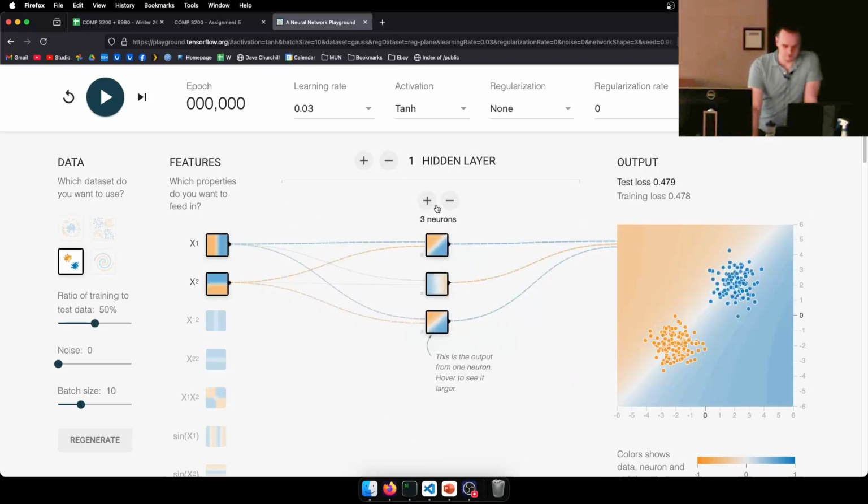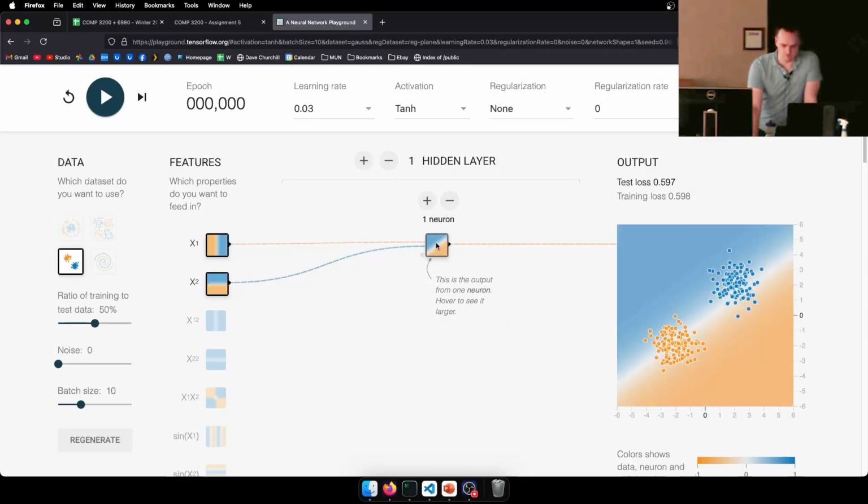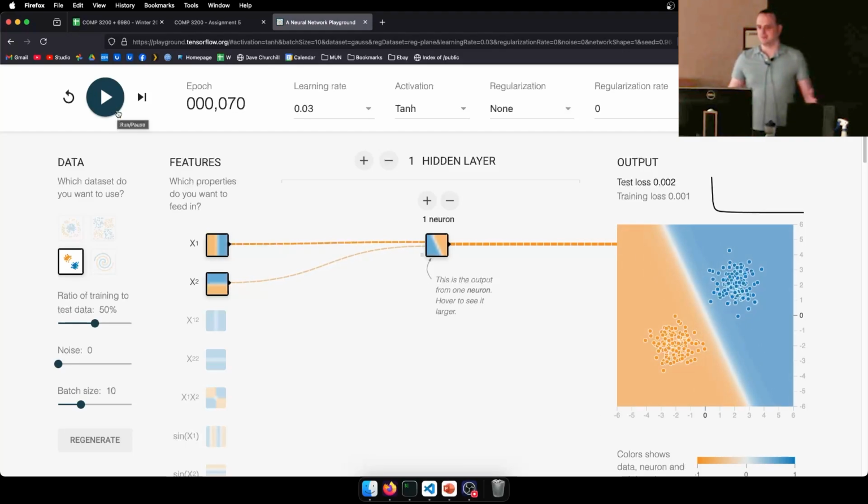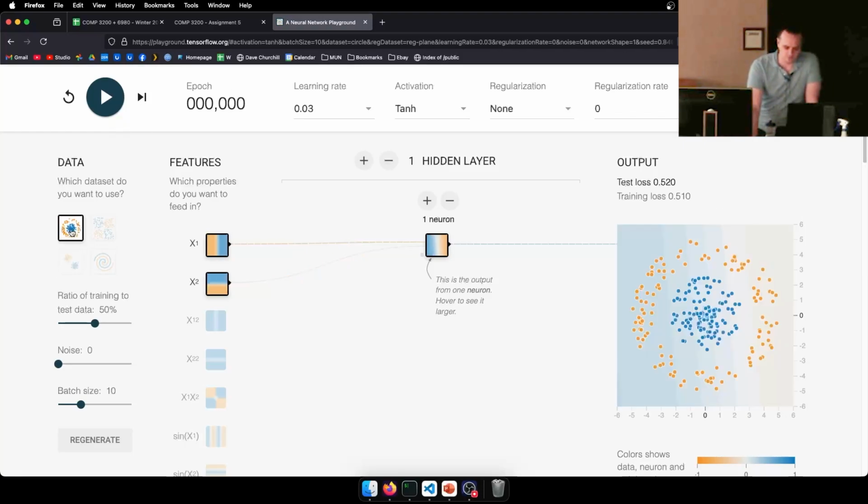Yeah, so let's look. Let's go down to the simplest possible neural network. Input layer, 1 neuron, 1 hidden layer, output. Classified, done. Instantaneous, really cool. Okay, let's go to another data set right here.